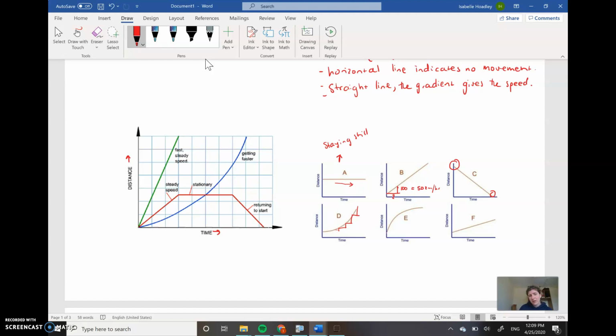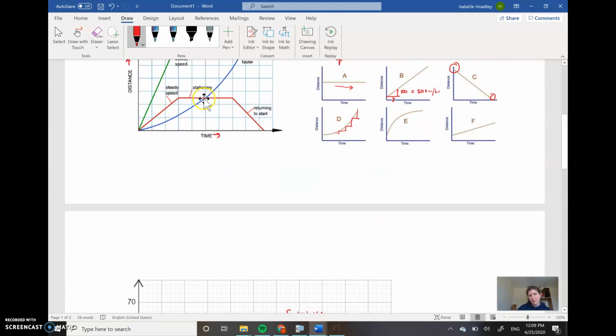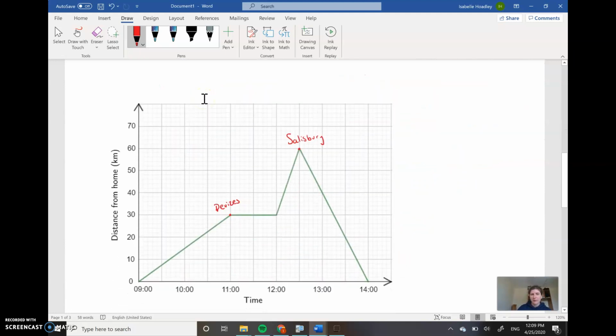So then we've got time changing, but the distance doesn't change. So our object is stationary here. And then it returns at that steady speed back to the starting point. Okay, so we're going to look at a quick example with the type of question that you could probably expect.